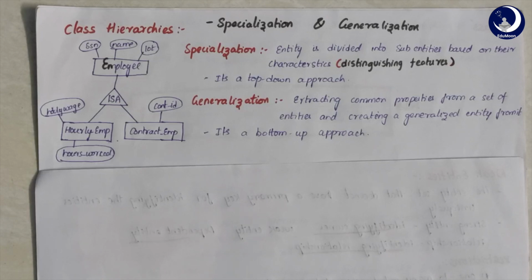Specialization is the process of dividing a single entity into sub-entities depending upon their characteristics. It's common that when we have to divide a single thing into two different things, we consider the distinguishing factor that they have. For example, if I have to divide fruits, I'll divide them into seasonal fruits and the fruits that are available in every season. So the distinguishing factor here is the availability of them, right? Similarly, specialization is also a process of dividing a single entity into sub-entities depending upon their distinguishing features. So this is a top-down approach.